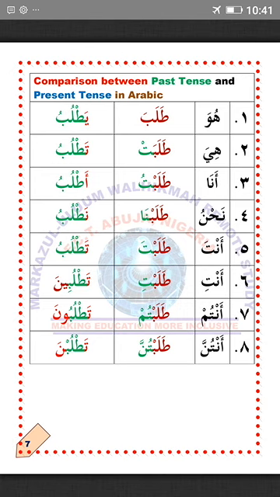Thamania, number 8. Antunna, all of you, referring to a group of female persons. Talabtunna, you have all requested, or you all requested. Tatlubna, you are all requesting, or you all request. La'allaka fahimt. I hope you understand. ما شاء الله.